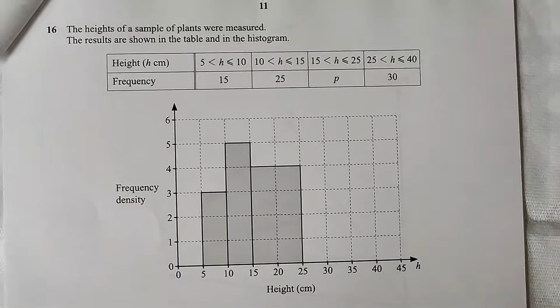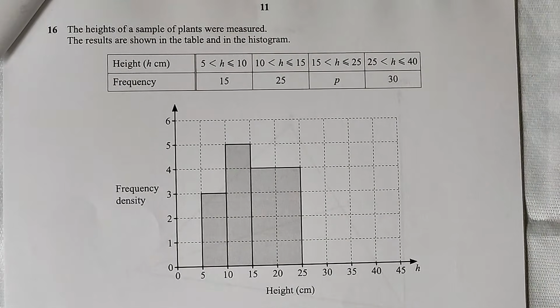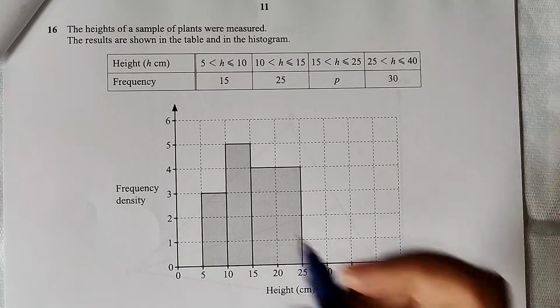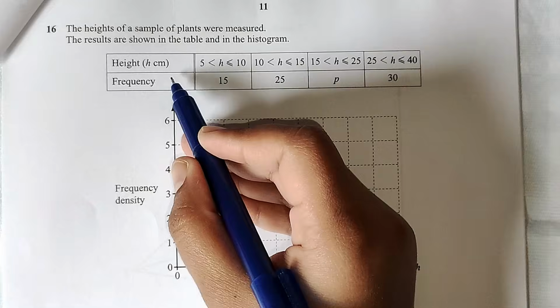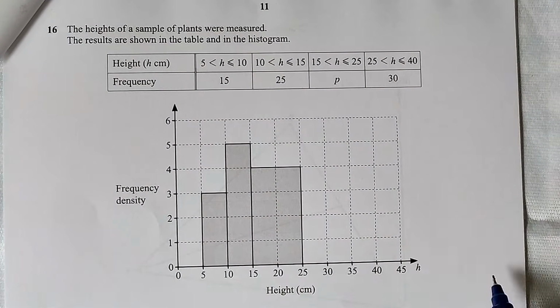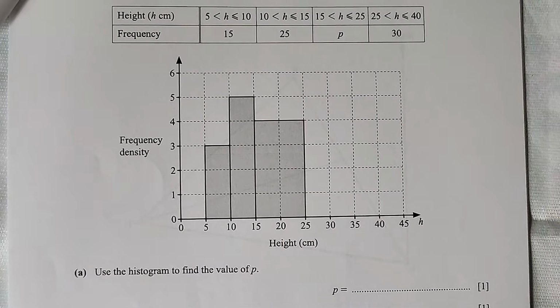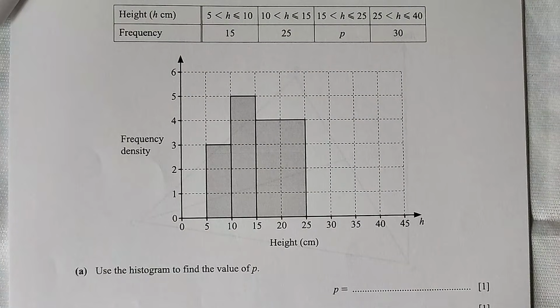Number 16, the heights of a sample of plants were measured. The results are shown in the table and in the histogram. We are given the height in centimeters and the frequency. In the histogram, the height is horizontal and the frequency density is vertical. For the first part, use the histogram to find the value of P.